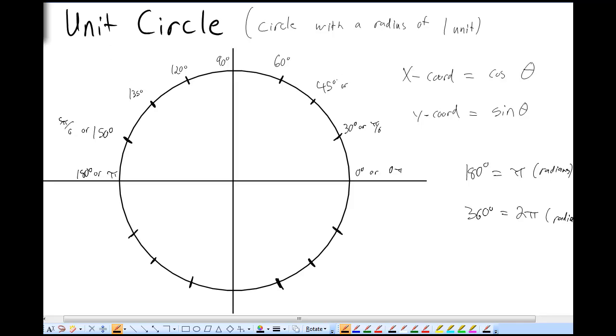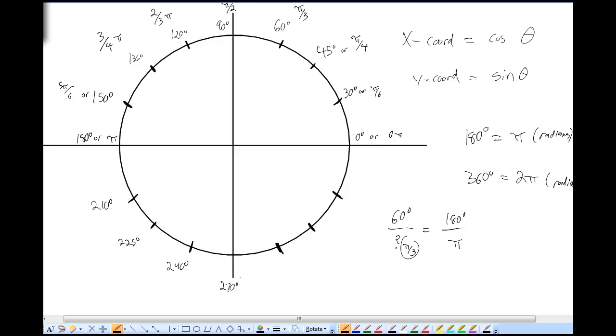Also, it's good to recall the conversion from radians to degrees: for every pi radians, you have 180 degrees. So if you're ever stuck on, for instance, I got stuck on 60 degrees, how many radians is that? Well, I do a proportion. 60 over some unknown number of radians is equal to 180 degrees over pi. You cross multiply, and you can solve, and you get pi over 3. You can use your calculator if you want to convert that, or just do it by hand.